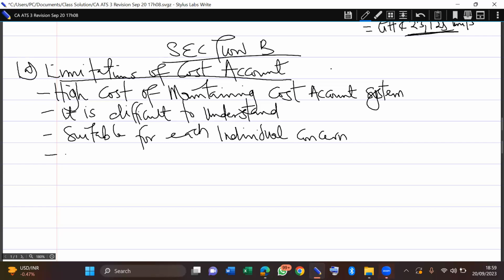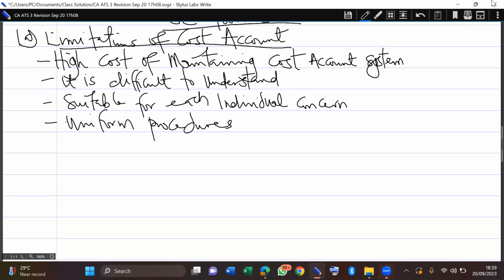Okay. Why can't you say uniform procedures? Cost accounting usually takes uniform procedures. What are the procedures? First, calculate your marginal costing, and after that, remove your fixed cost because that is fixed. It does not vary irrespective of the level of activities. It still remains intact.